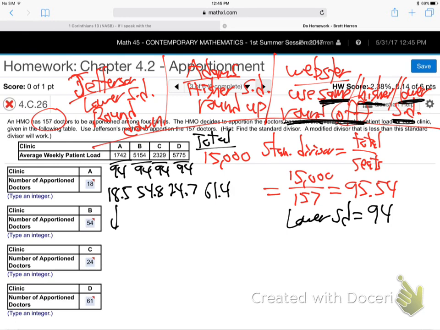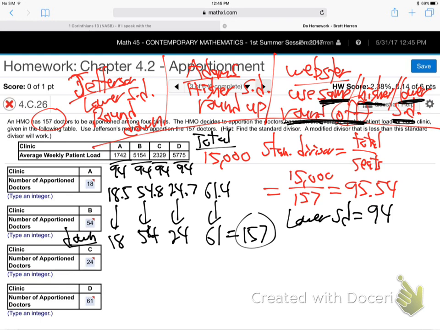And then round them all down. So 18, even that 54.8, we round it down to 54. 24.7 down to 24. 61.4 down. And what's the total? If you add those up, it's sure enough 157, right on the money. That means we're done. We got lucky on our first guess. They add up to be the total we need, 157.